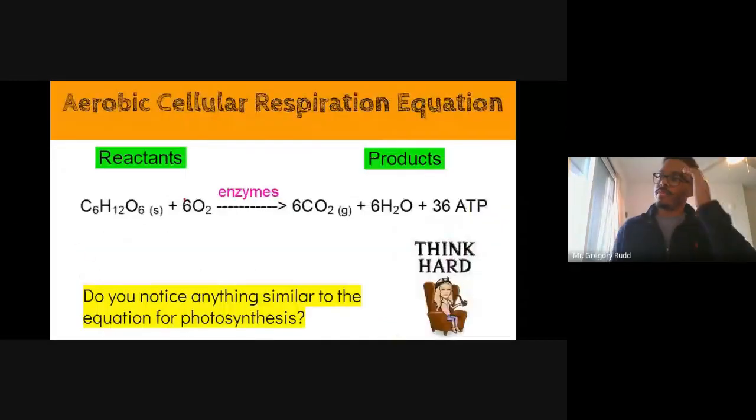Okay. Now here's the chemical equation for cellular respiration. I do want you all to write this down, and as you write it, I want you to think about if you notice anything similar. Hopefully, if you wrote down the equation for photosynthesis, you are able to draw some conclusions about the two. So write this one down and then think about any similarities you see.